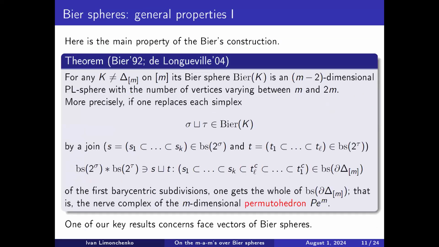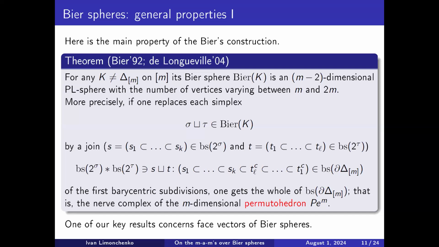Okay, and now we are ready to say more about the structure of Bier spheres. This is a classical result dating back to the original note by Thomas Bier, 1992, who introduced Bier spheres, and this construction we already discussed. He stated there that a Bier sphere is an (m-2)-dimensional PL sphere, and the number of vertices, as we mentioned, varies between m and 2m. Actually, he produced some proof. You can see it in the monograph by Matoušek, for example.